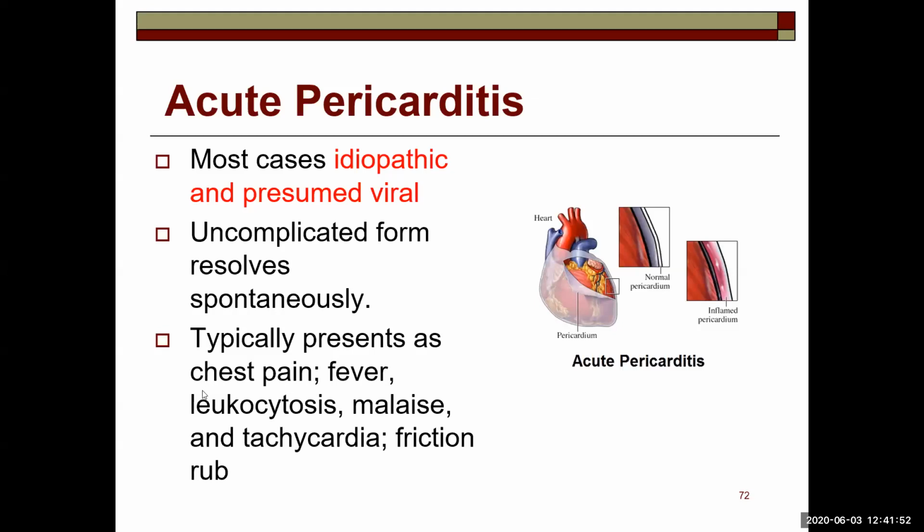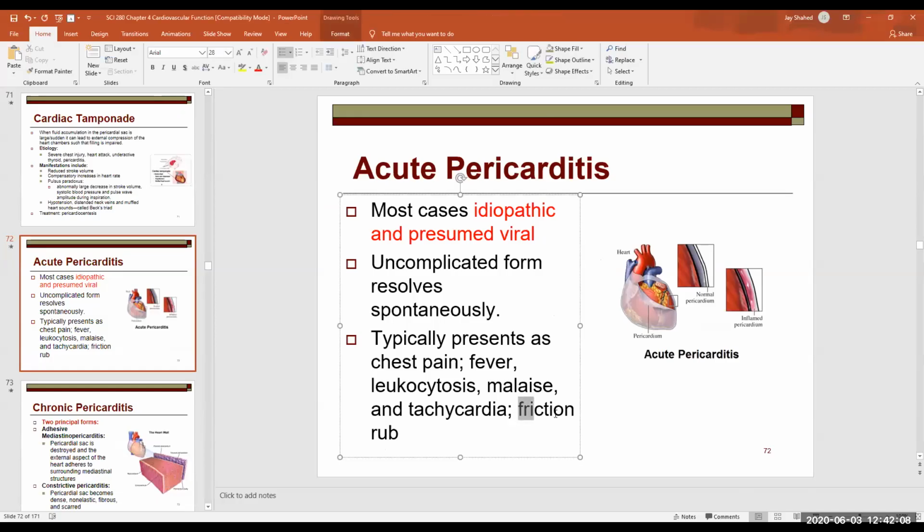So this presents with chest pain, fever, leukocytosis, malaise, tachycardia, and then friction rub. I want you to underline friction rub because that's what we hear when it comes to your auscultation. With your auscultation, you're going to hear that friction rub. You can hear two leather things rubbing against each other. That's what you're going to hear when you hear the friction rub on auscultation.